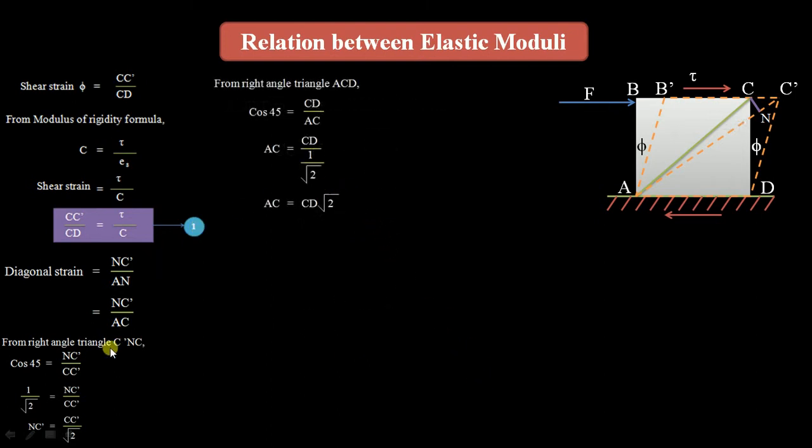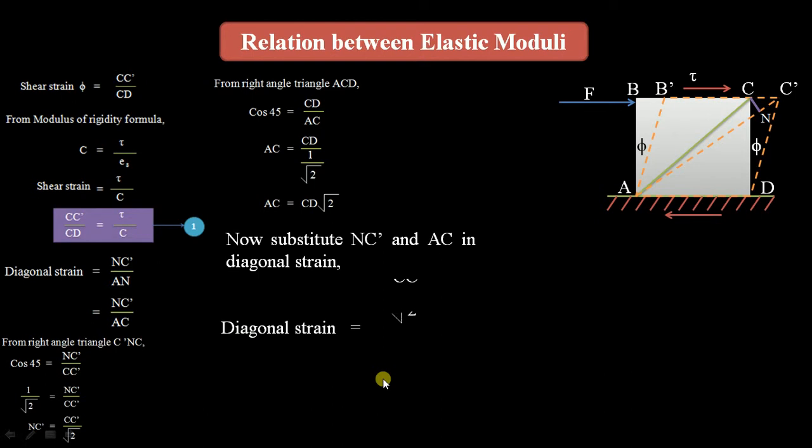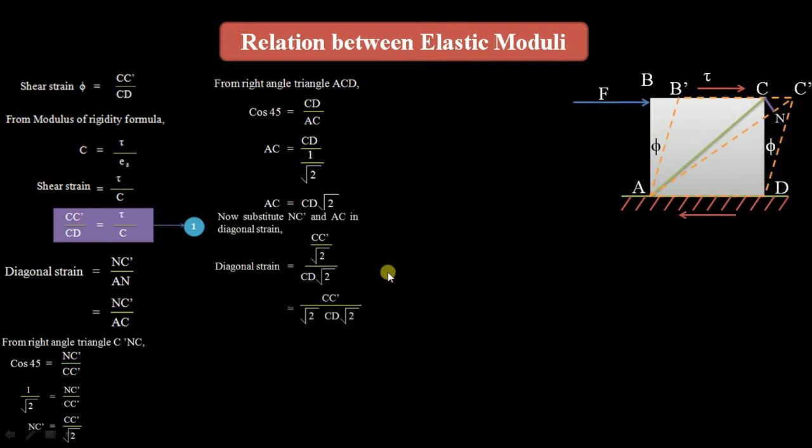Now try to substitute this NC dash and AC in the diagonal strain equation. Diagonal strain is equal to, in place of NC dash, CC dash by root 2, divided by, in place of AC, CD root 2. So root 2 comes to the denominator again: root 2 into root 2. That gives CC dash divided by 2 into CD. So diagonal strain is CC dash by 2 into CD.